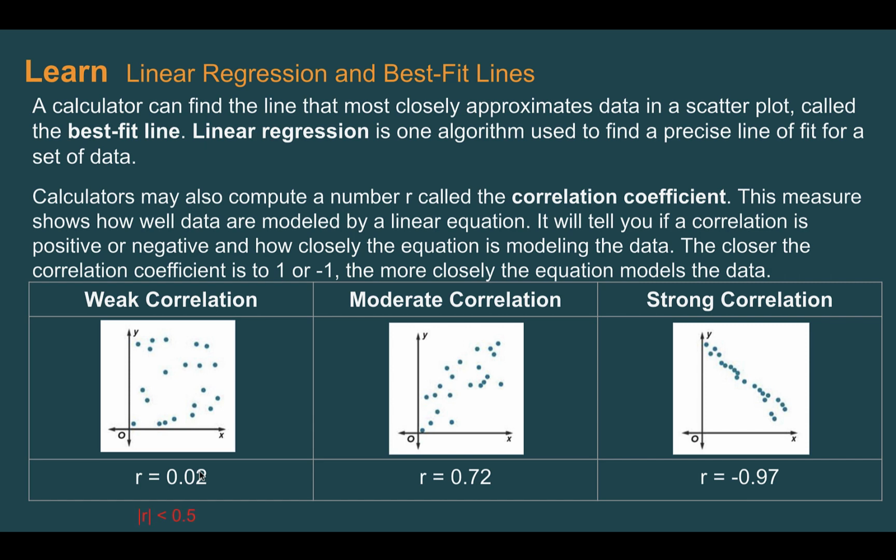In fact, anything below 0.5 in absolute value, either positive or negative, is considered a weak correlation. So if it's a negative value between 0 and 0.5, or a positive value between 0 and 0.5, those are weak correlations. If the correlation coefficient is between 0.5 and 0.8, again either positive or negative, it's considered a moderate correlation. And if the value is greater than 0.8, so closer to 1 or -1, those are considered strong correlations.